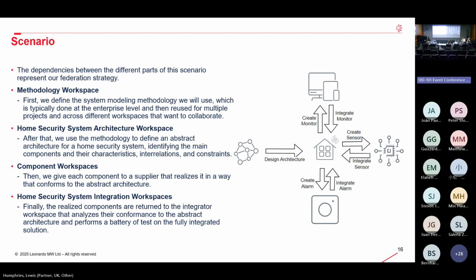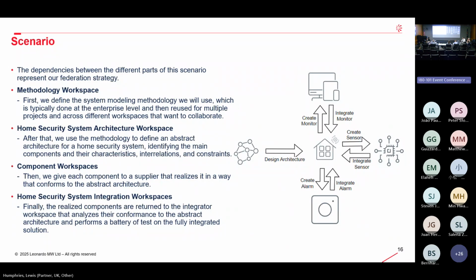The first workspace being a methodology workspace. This is where we would find the higher level systems modeling methodology that's used in the example. And this for us would typically be done at the enterprise level and then be reused across multiple various projects and across different workspaces that want to collaborate together. And next we'd have the home security system architecture workspace. This is the workspace where the abstract home security system architecture is designed, identifying its main components and the main characteristics, etc. And then we have 3 component workspaces.